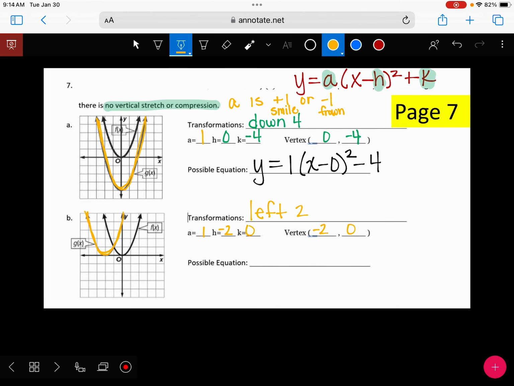Let's write our equation. So our equation would be y equals 1, make your parentheses. Now h is tricky. So even though it's a negative, what am I going to put on the inside of the parentheses? x plus 2, good. And then plus 0. All right, 2 more questions.